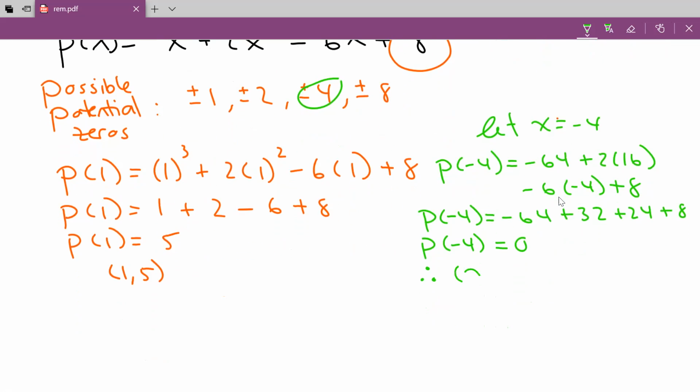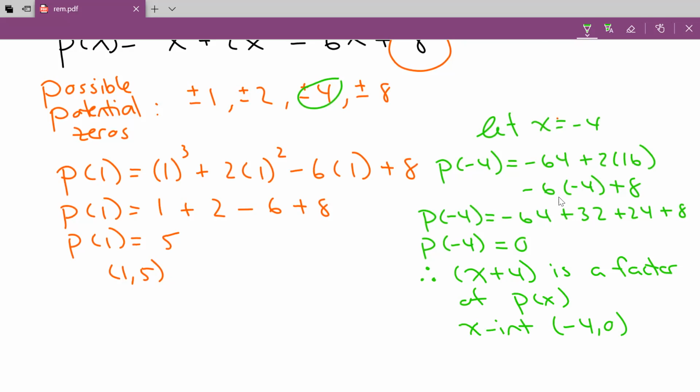So what does that tell me? Therefore, x plus 4 is a factor of p at x. Also, we have an x-intercept at -4, 0. So that's the factor theorem. I got a 0. It's a factor. Over here, I got anything but a 0, so it's a remainder. So I'm hoping you're seeing how these two things, even though they have different names, are the exact same.